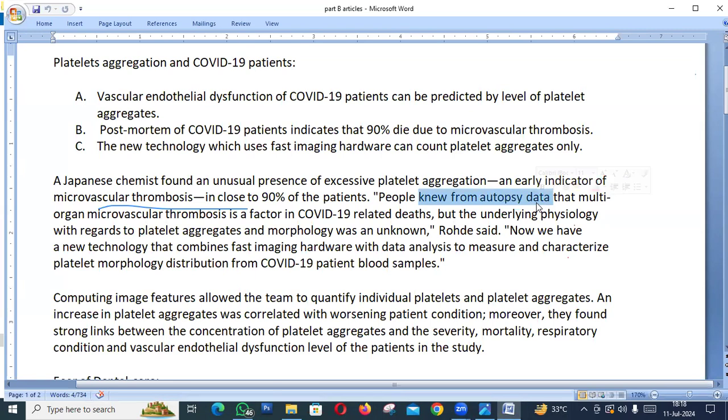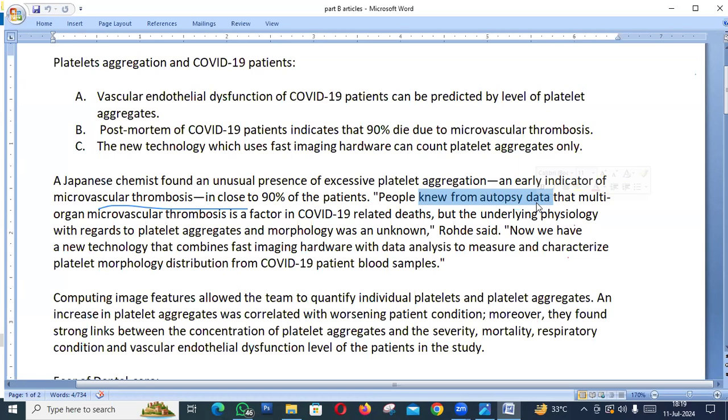So it says people knew from autopsy data that multi-organ microvascular thrombosis is a factor, but the underlying physiology with regards to platelet aggregates and morphology was unknown. So this means it's not confirmed. What is your keyword here? My keyword is unknown.